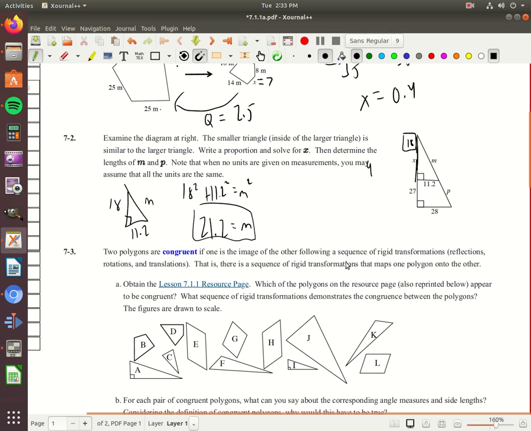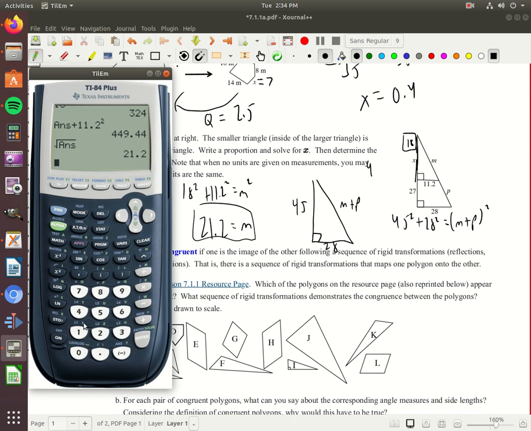And now, if we look at the big triangle, we have 45 for the big side, 18 plus 27, 28 for this side, and we know that this side is M plus P. Well, we already know what M is, so let's go ahead and figure out what the whole thing is. So we'll say 45 squared plus 28 squared is going to be equal to M plus P squared. So let's do the math on that.